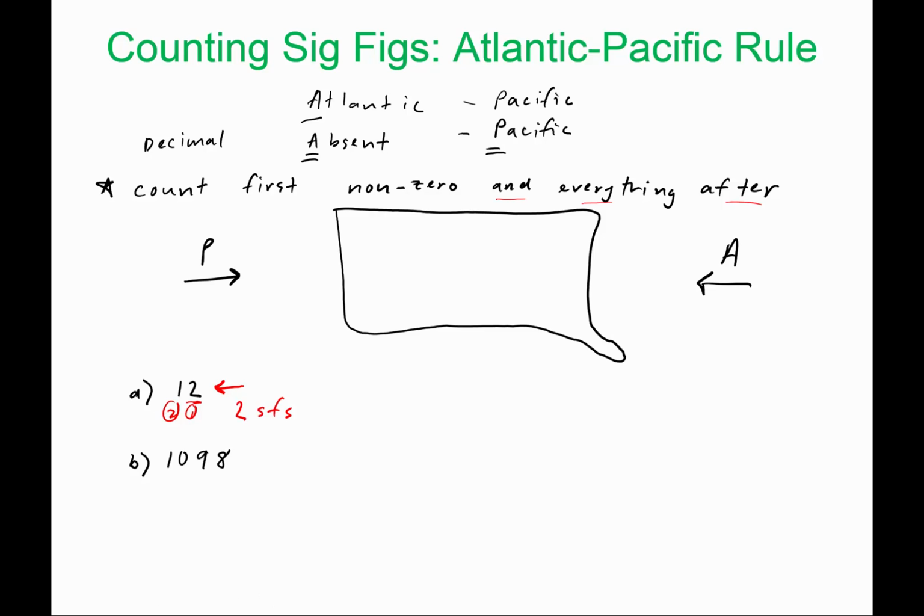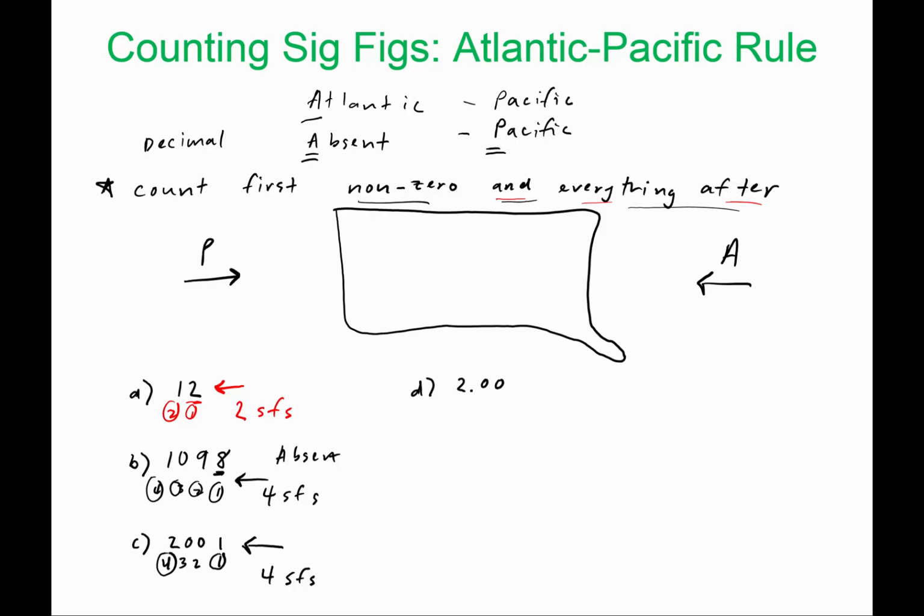So this number 1098, decimal point is absent. So you count again from this side. This is not a zero, so this counts, the first non-zero and everything after. So this counts 1, 2, 3, and 4. So this number has 4 sig figs. Okay, here's this number. Decimal point is again absent, so you start counting from this side. This is not a zero, so this counts and everything after. So 1, 2, 3, 4. So this number also has 4 sig figs.